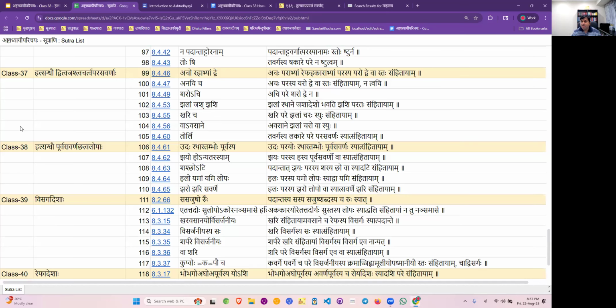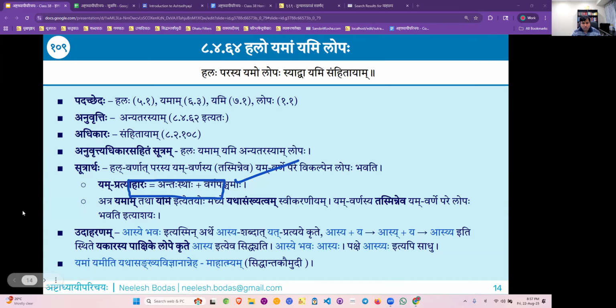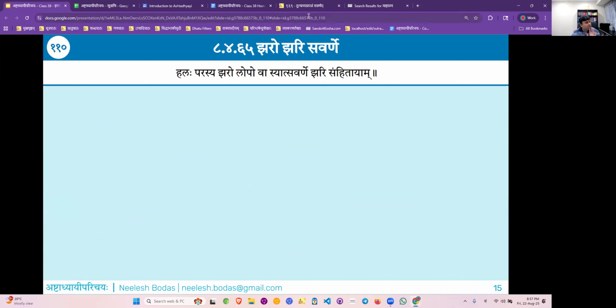So that completes halo yamam yami lopaha, the last sutram of the hal sandhi prakaranam, jharo jhari savarne. That is also a sutram for the lopa, jharo jhari savarne. Any takers? Somebody completely new, not those who keep on asking doubts.